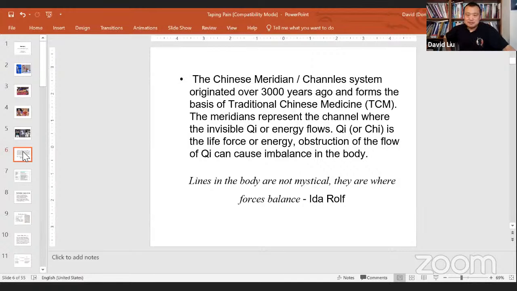One physician in the States said the meridian or channel system, formed 3,000 years ago, is the base of traditional Chinese medicine. Tai Chi is part of traditional Chinese medical exercise. The meridians represent the channels where the invisible qi, or energy, flows. It is the life force. If any obstruction of the flow of qi occurs, it can cause pain and an imbalance in the body.